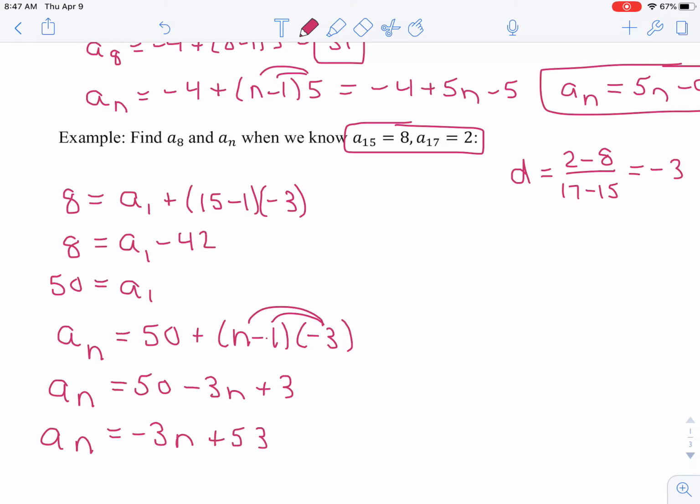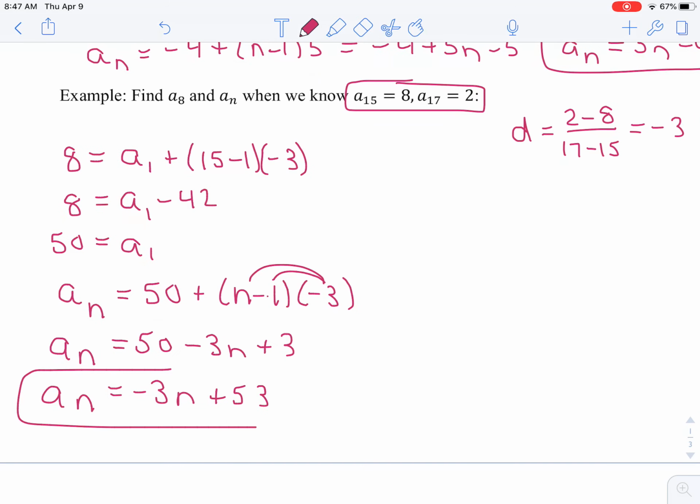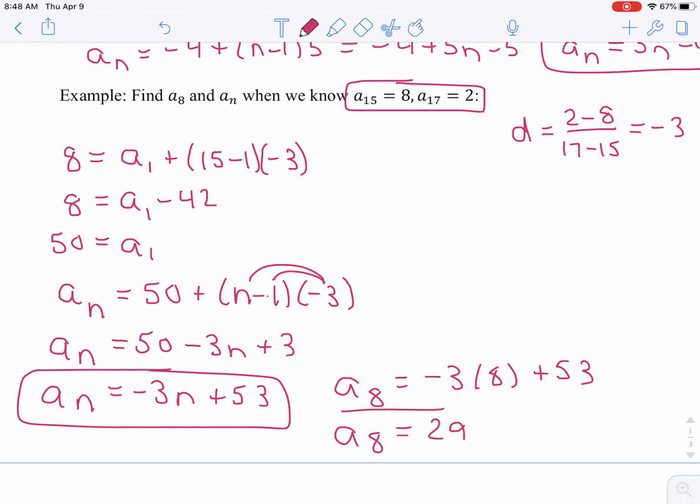Plug a 1 in there. Negative 3 times 1 is negative 3. Plus 53 would be 50. Let's do the 8th term, though, because that's what they told us to find. A sub 8. Negative 3 times 8 plus 53. So you get negative 24 plus 53. And we see the 8th term would have been 29.